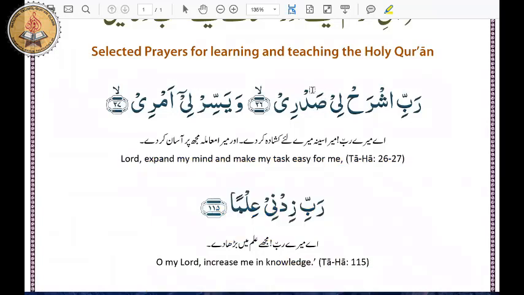Lord, expand my mind and make my task easy for me. Okay, brilliant. And what chapter of the Holy Quran has this prayer been taken from? 26 to 27. Excellent, brilliant. Jazakallah. Thank you very much.